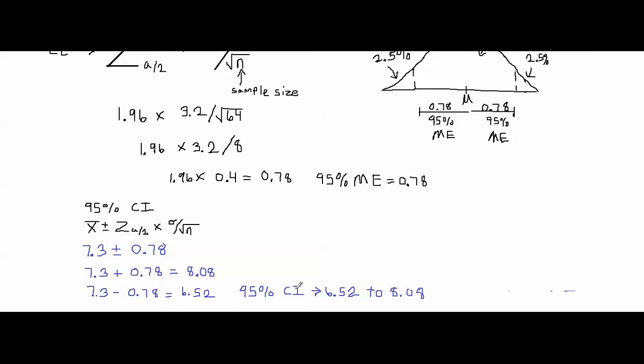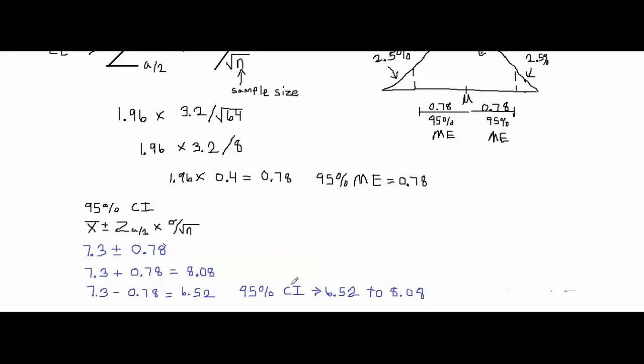And when a researcher has created a 95% confidence interval, what they actually say is that I'm 95% confident that the population mean is somewhere inside of the confidence interval. So I would actually say that I'm 95% confident that the mean number of siblings of the population is somewhere between 6.52 and 8.08. Now, I'm not completely sure that the population mean is between these two numbers, but I'm at least 95% confident that the population mean is in here somewhere.